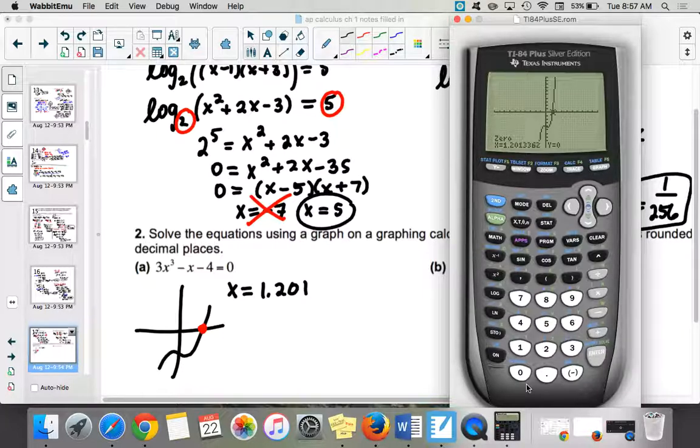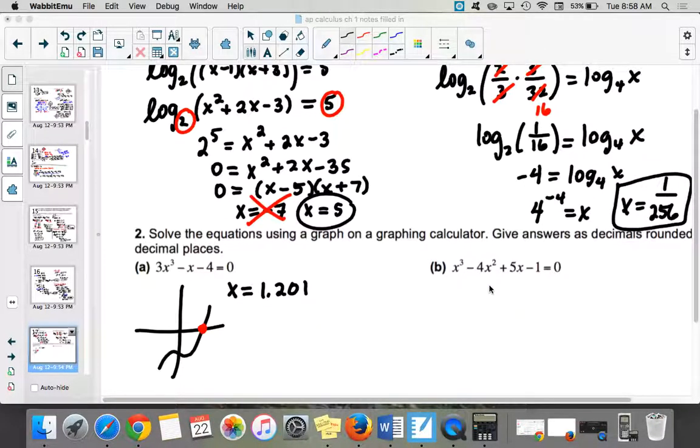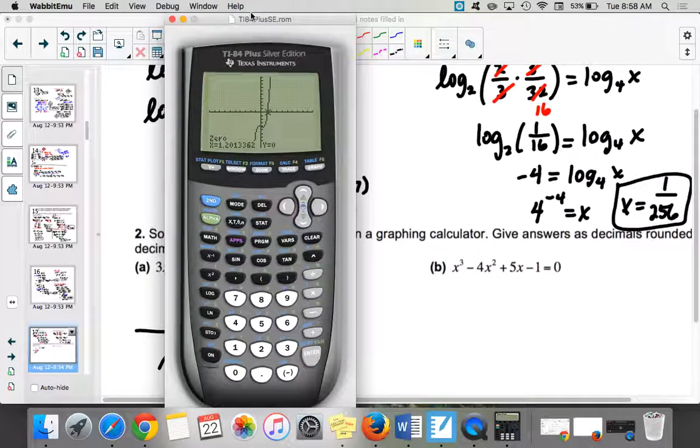Okay, are there any other answers? No, because this is a cubic function. We know that it doesn't come back down or anything. We know a basic shape of the cubic function is that little snake shape, right? So we're good. All right, so the next one. So x cubed minus 4x squared plus 5x minus 1. So again, it's x cubed. So we have to have at least one answer. We could have up to 3 answers, right?